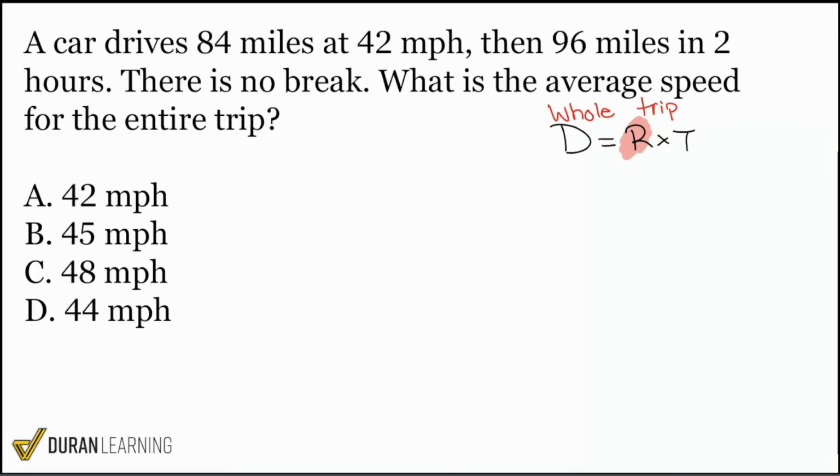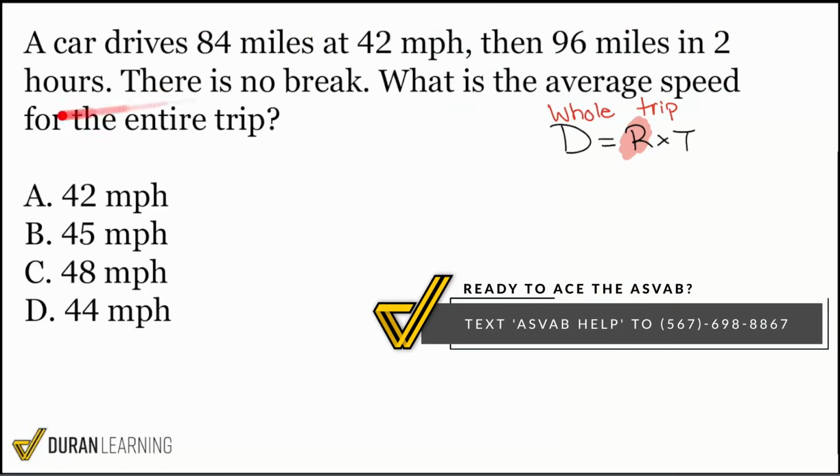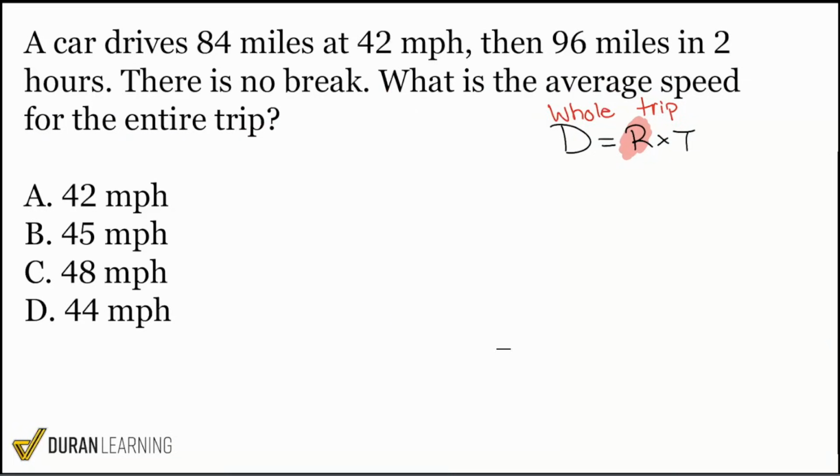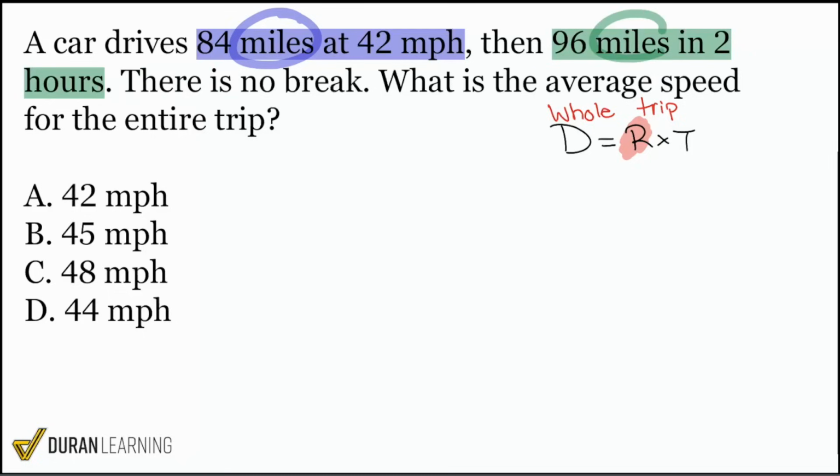So let's get to work here. We see that the car drives this many miles at this speed, then this many miles in this amount of time. There's no break. So what's the average speed for the whole trip? Well, here's how we're going to get this done. The first part here, boom, we have miles right there. And then for the second part, we see that we have miles right over here. So I can get the distance for the whole trip rather quickly because I have 84 miles on the front part and then 96 miles on the second part.